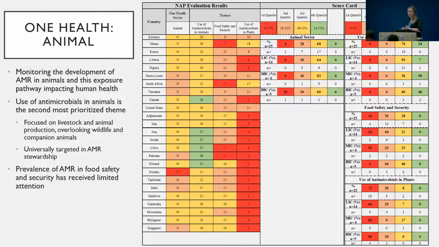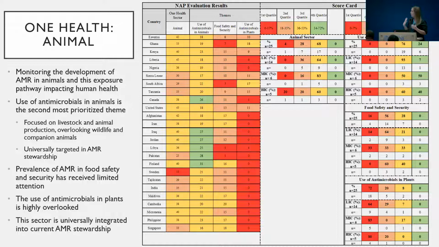Looking at the next theme within this sector, food safety and security overall has received limited attention compared to the pre-existing themes that we've discussed. So we're highlighting this as a potential gap within AMR stewardship. And then lastly, within this sector, the theme of use of antimicrobials in plants is highly overlooked and pretty much not even included in a lot of these national action plans. This is a serious gap within AMR stewardship that we highlighted through this evaluation. But overall, the animal One Health sector tends to be prioritized as well within AMR stewardship.